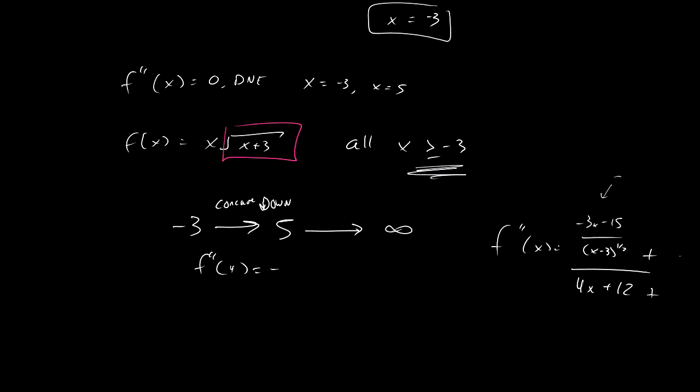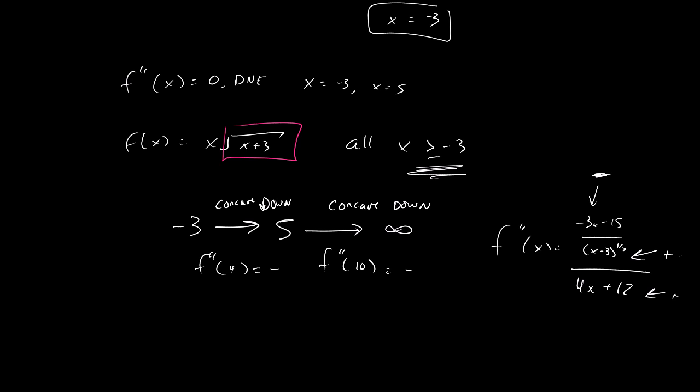And how about over here? 5 to infinity. Let's just pick some big number. 10. Let's try this out. So if we come back to our function over here, this is going to be a big negative number subtracted off another. That's going to be negative. 10 plus 3 is 13, square root. This is going to be positive. Bottom is going to be positive. So this is still concave down because it is negative.